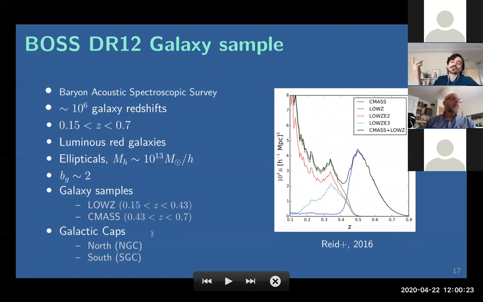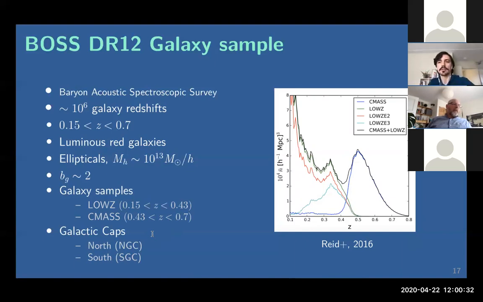BOSS also measured part of the South Galactic cap, which we don't use in the further analysis, just because it's a smaller area on the sky, so it doesn't add too much.